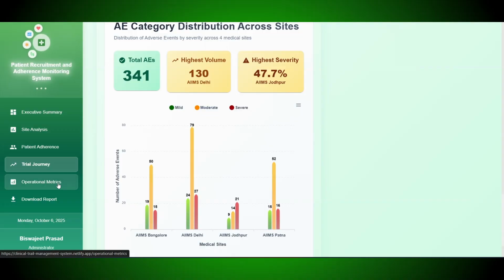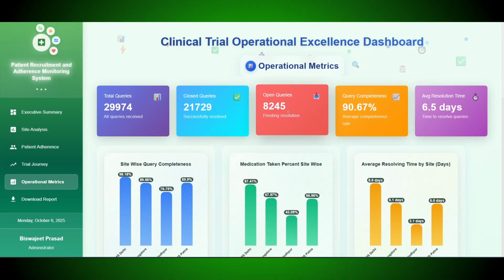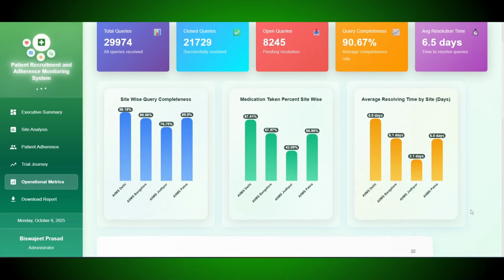Now coming to our final page, operational metrics. This page basically focuses on key operational KPIs such as total queries, which is 29,974, the closed queries, which is 21,729, the open queries is 8,245, and the query completeness, which is 90.67%, and the average resolution time is 6.5 days. Here in this 3-bar chart we show the site-wise query completeness, the medication taken percent site-wise, and the average resolving time of queries site-wise.